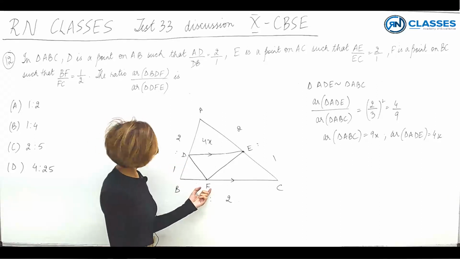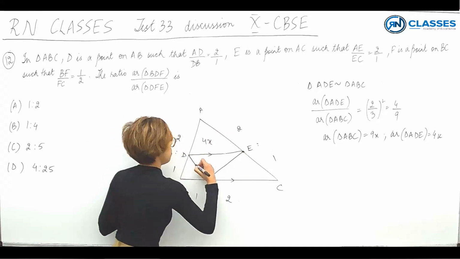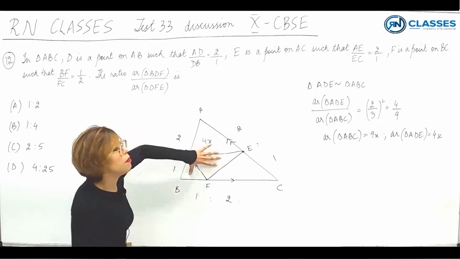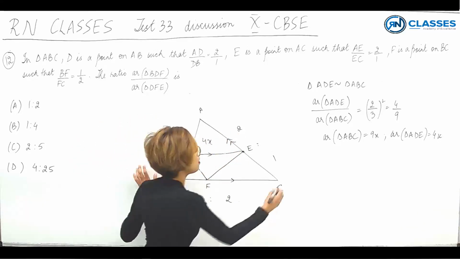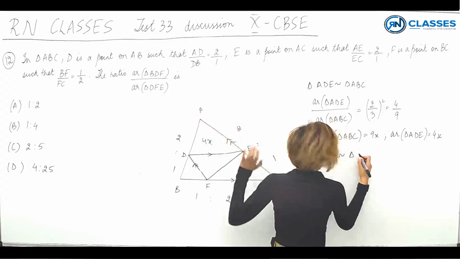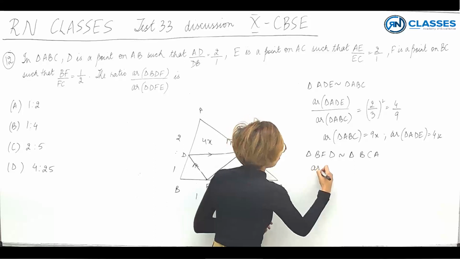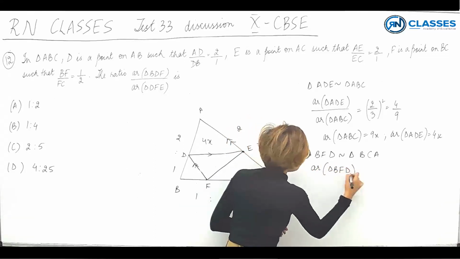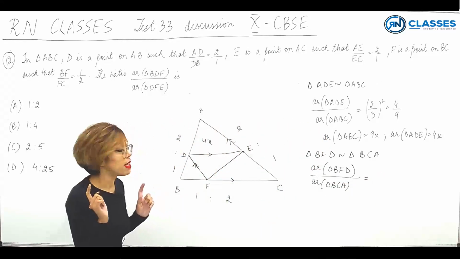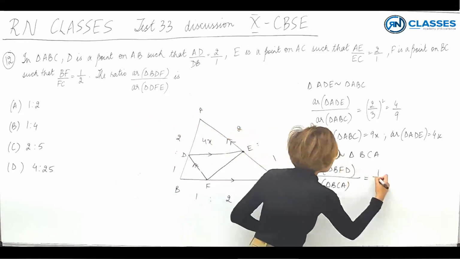BDF. Now, this by this is equal to this by this. That means this is parallel to this. Can we see that? Right? That means this triangle is similar to the big one. So, triangle BFD is similar to triangle BCA by double A similarity. Now, ratio of area. So, area of triangle BFD over area of triangle BCA is equal to square of the ratio of corresponding sides. So, that means 1 by 3 whole square. And I can say 1 by 9.